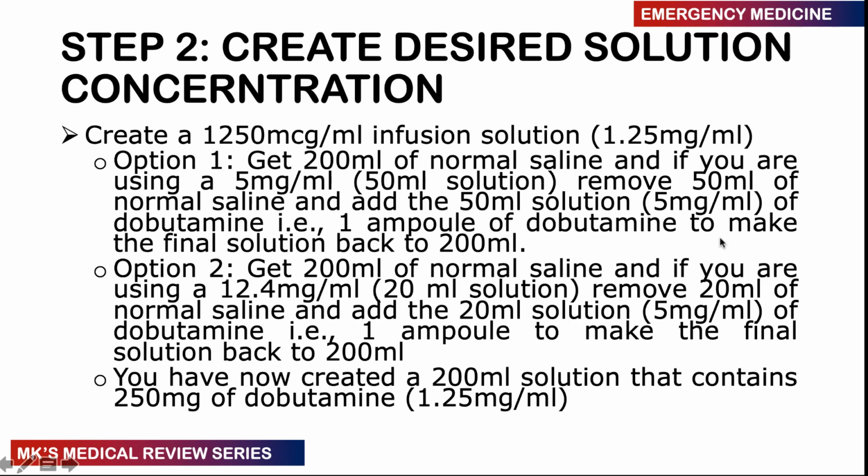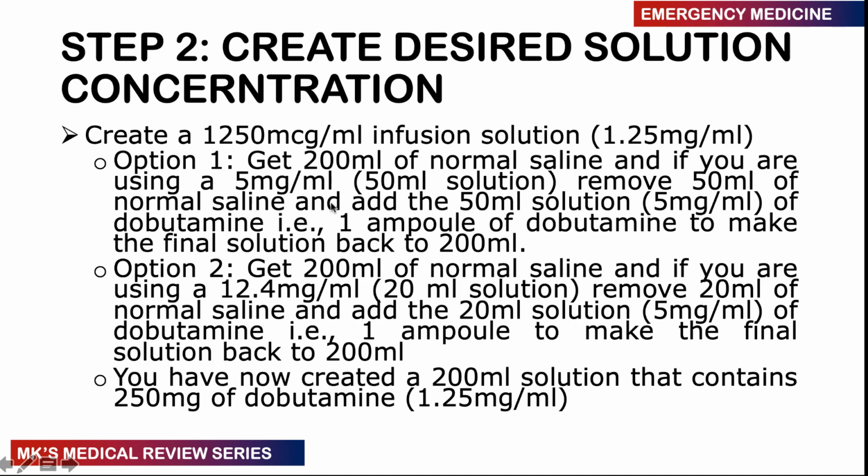So what do I mean? This solution that has 250 in it is 50 mils. So what are you going to do so that you actually end up with a 200 mil solution of fluid? The first step is you want to get 200 mils of normal saline. Then from that 200 mils of normal saline, you remove 50 mils of it. So you'll be remaining with 150 mils of normal saline. Or if you don't want to even remember this, just give the nurse the instruction: get 150 mils of normal saline, then add 50 mils of this dobutamine solution in this concentration, 5 milligrams per mil.